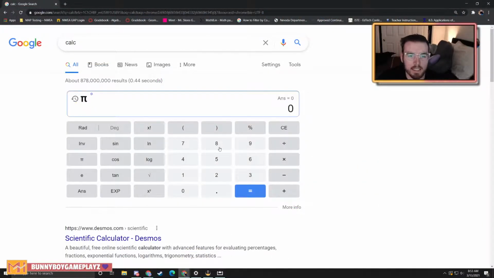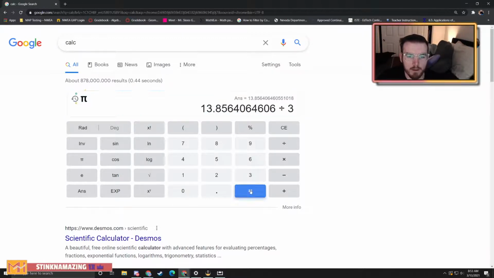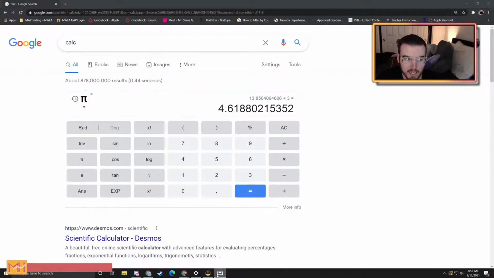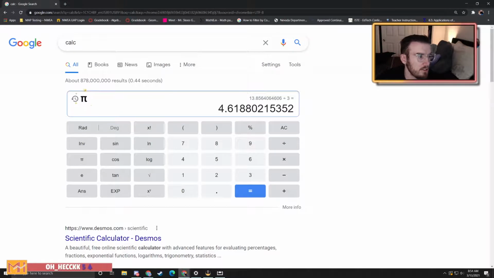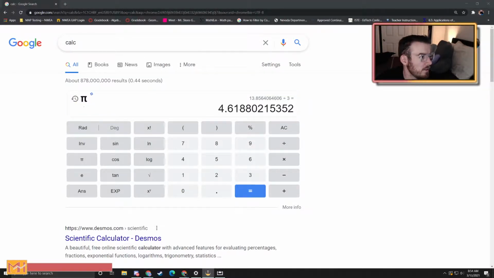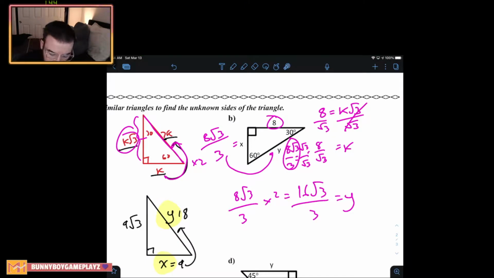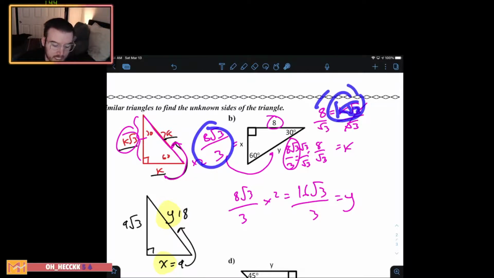If I take that messy fraction, 8 root 3 divided by 3, it gives me 4.61 and so on. That is this fraction right here, the short side. If I take the short side and multiply it by root 3, it should give me 8. Right? Because if this is k, I simply multiply by root 3, and it gives me 8.